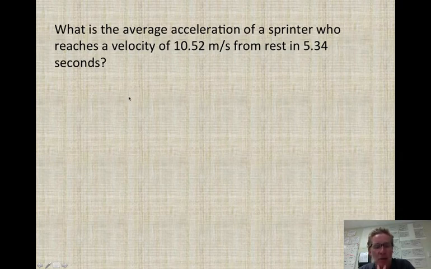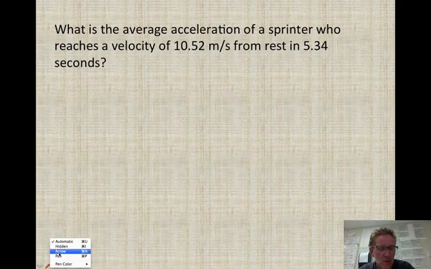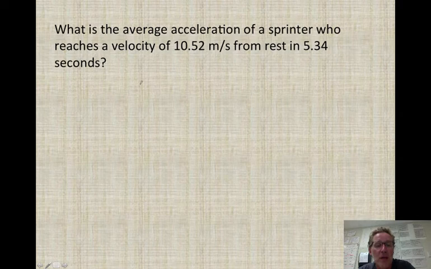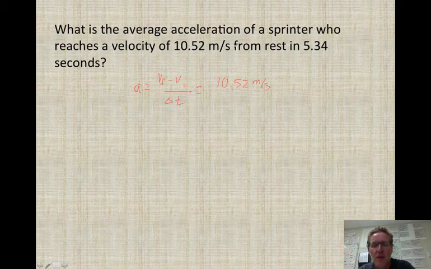So remember, our formula is acceleration equals v_f minus v_i over change in time. So we can just plug those in. So it reaches the velocity of 10.52 meters per second, so that's going to be the velocity final. And it's important you get a handle on how to read those clues to know what comes first and what comes second. And then we were from rest, so that would be velocity initial, so that would be 0 meters per second. And then this all is over 5.34 seconds.